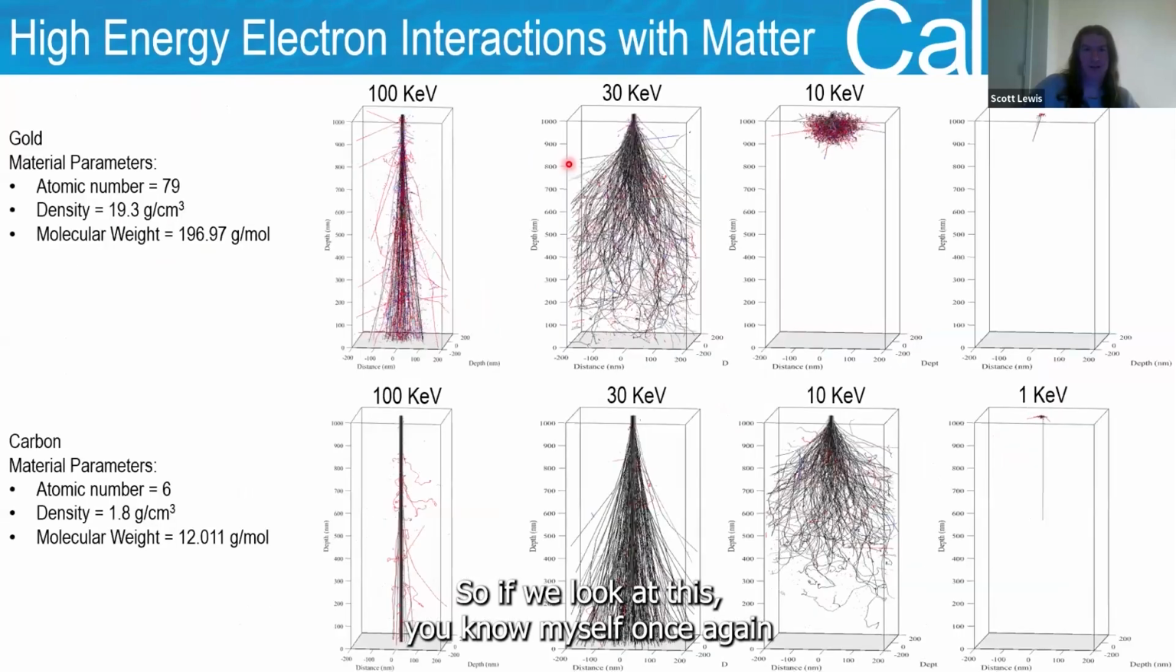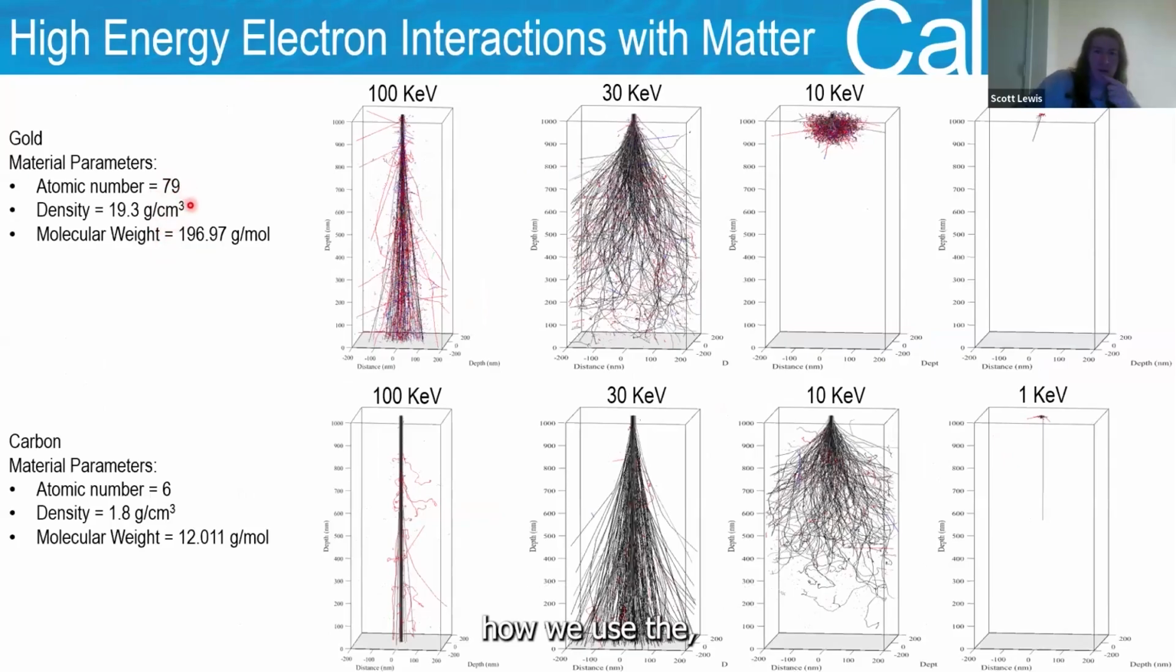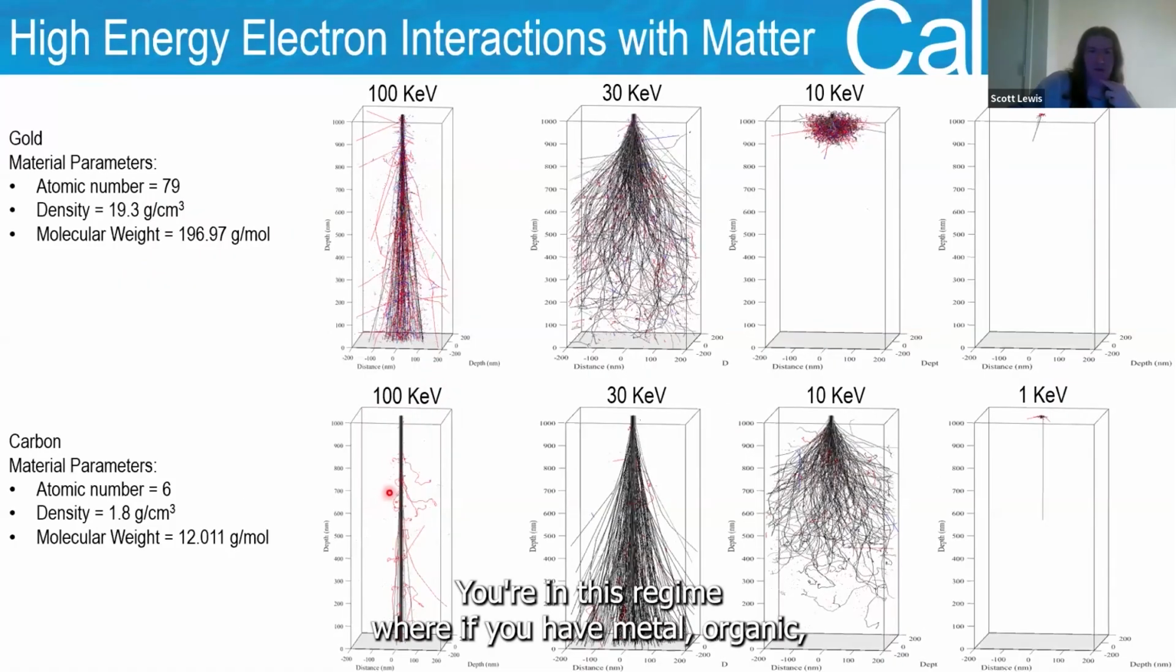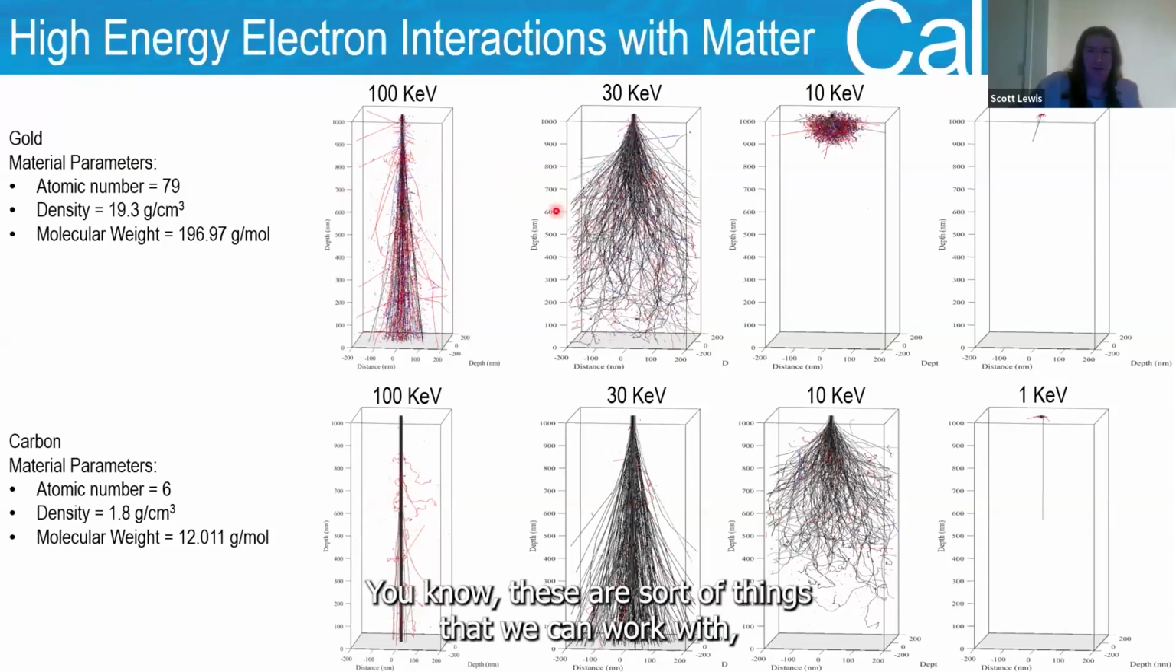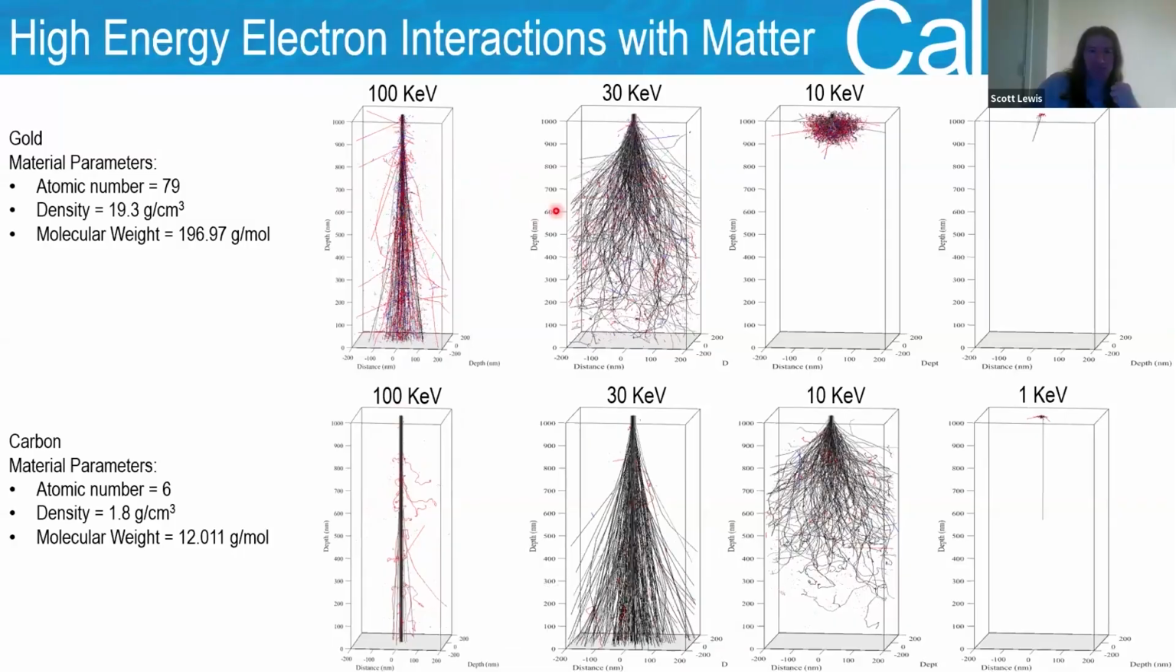So if we look at this, I'm going to move myself once again. You can see the difference with these parameters, how we use them and why it matters in resist. In resist, like say PMMA or organic, you're in this regime, whereas if you're in metal organic, you're in this regime. These are the sorts of things that we can work with.